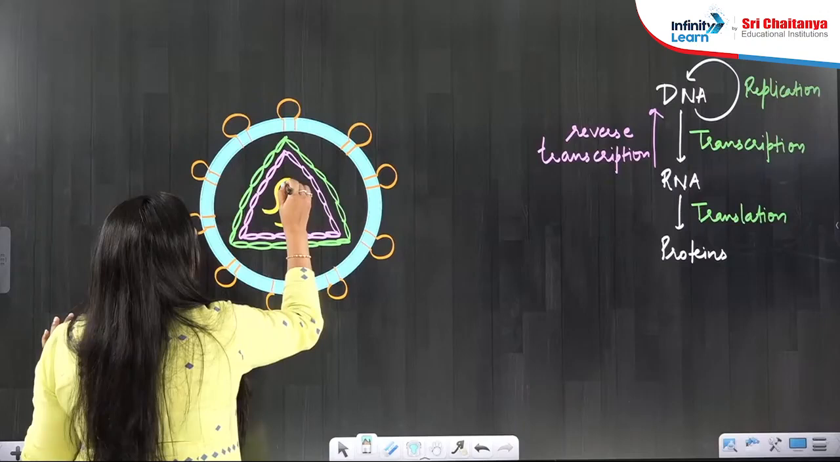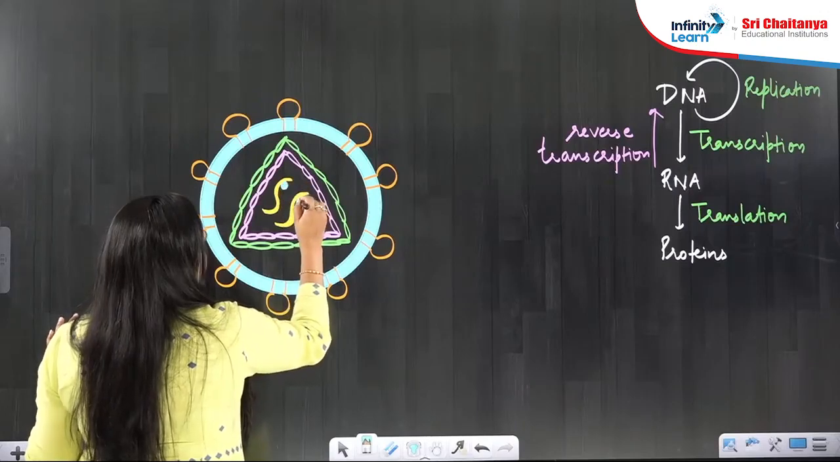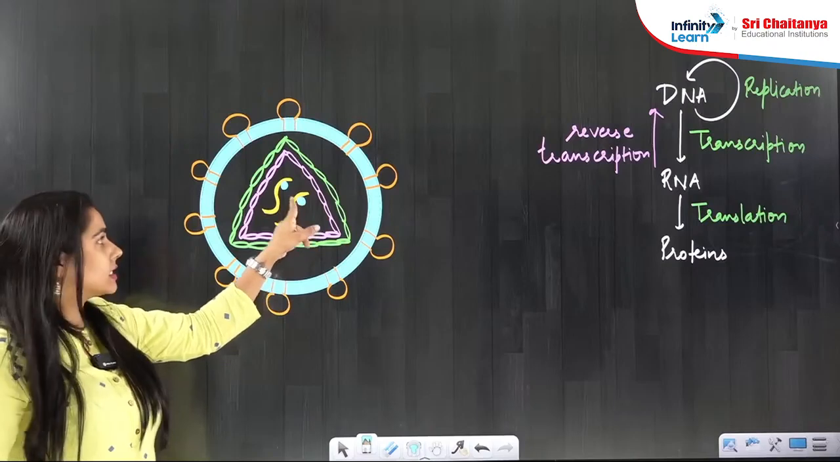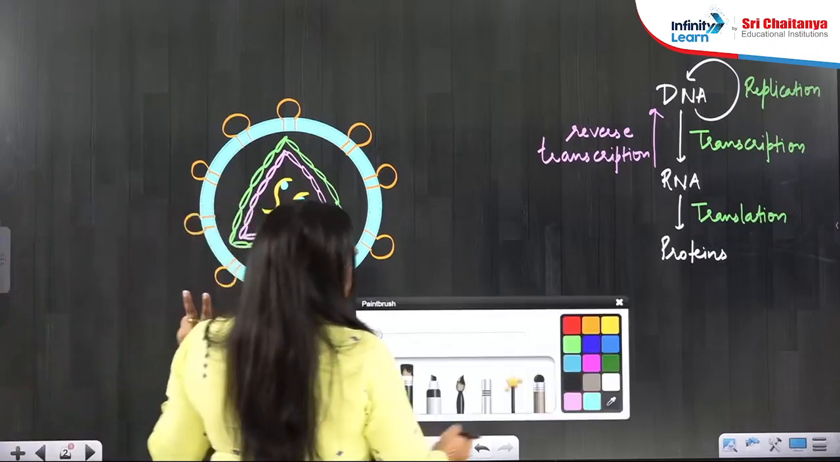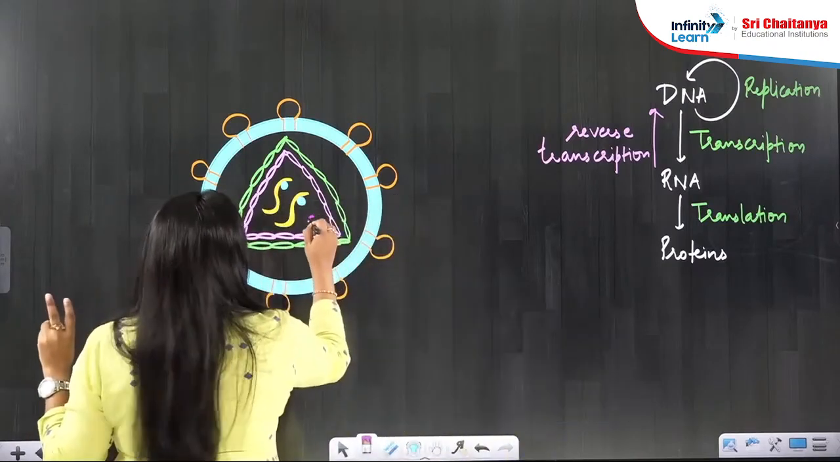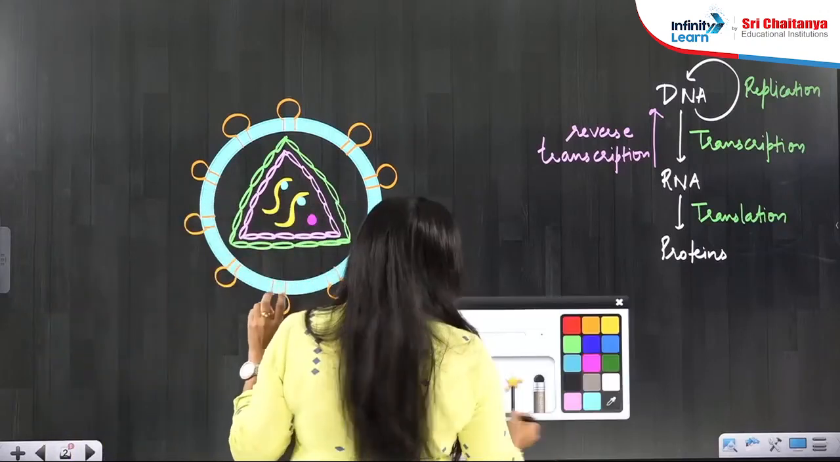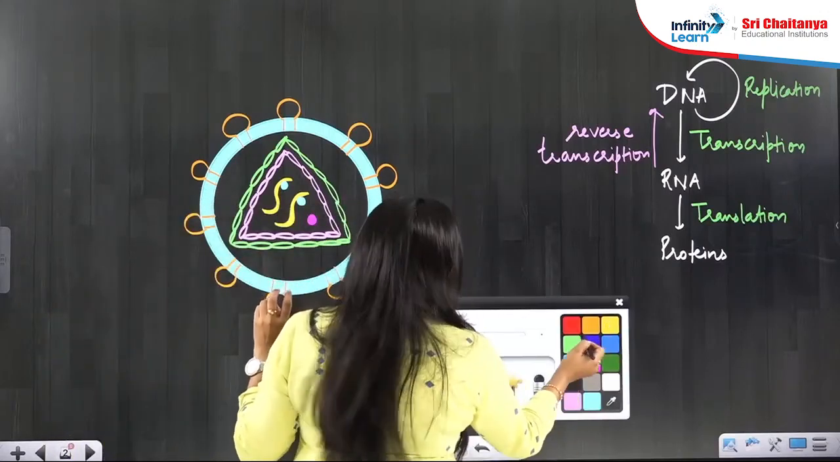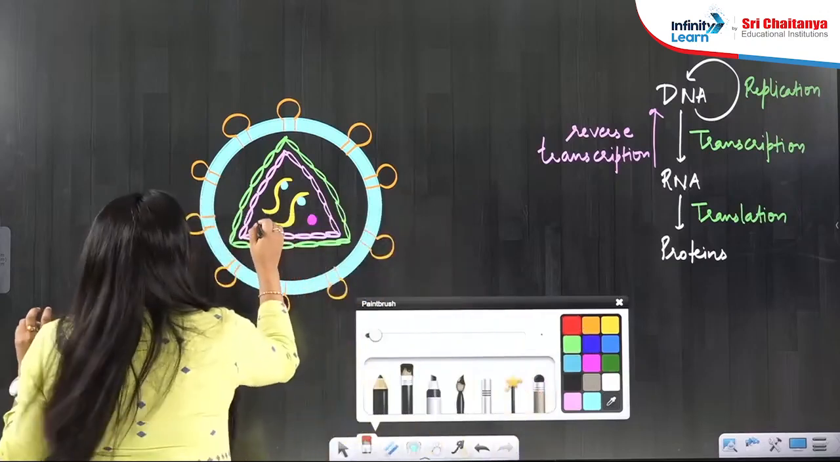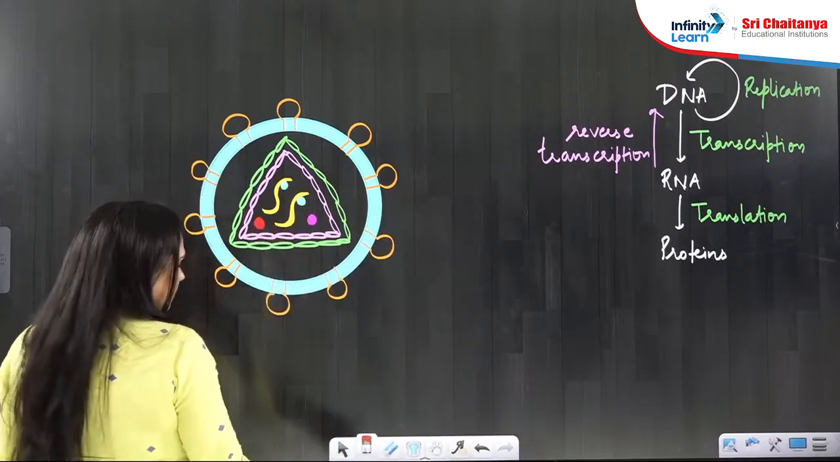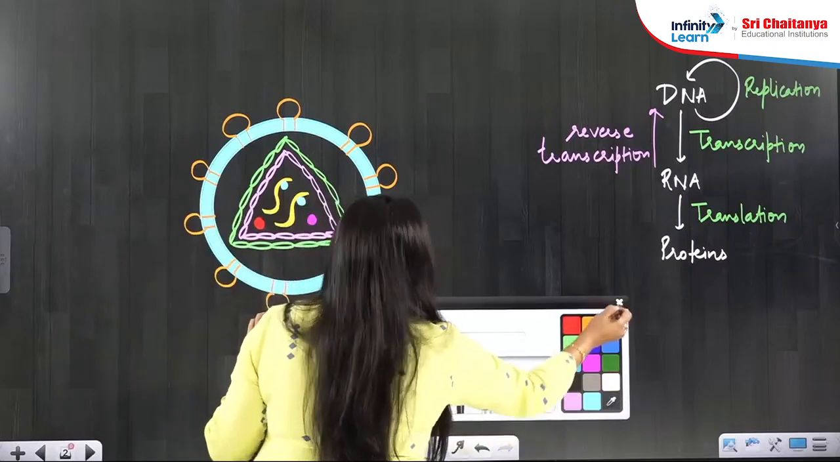So let me make a reverse transcriptase here. This is the reverse transcriptase I have made. And then two more enzymes are also there. One is known as protease, and another is known as integrase. Integrase. So let me now label everything.